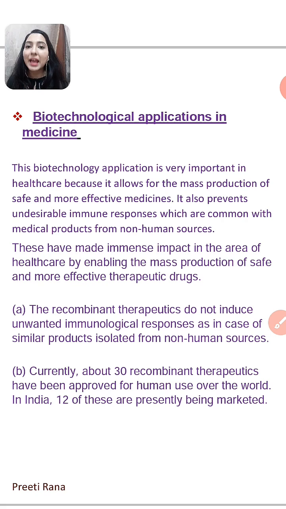Non-human sources means from animals or from any other organisms. Recombinant therapeutics have made immense impact in the area of healthcare by enabling the mass production of safe and more effective therapeutic drugs. Recombinant therapeutics do not induce unwanted immunological responses as in case of most of the products which are isolated from non-human sources. Currently, about 30 recombinant therapeutics have been approved for human use all over the world, and in India, 12 out of these have been marketed.